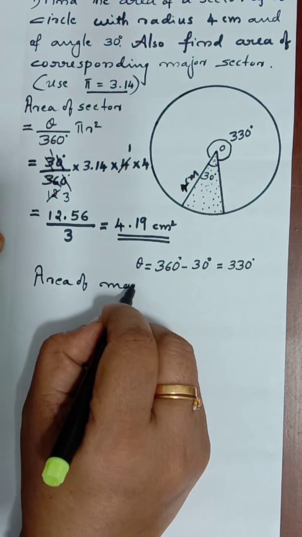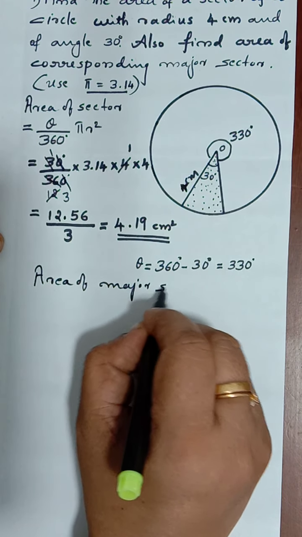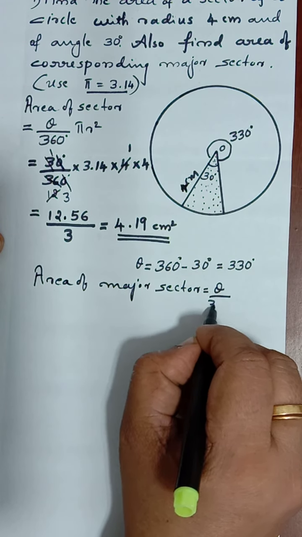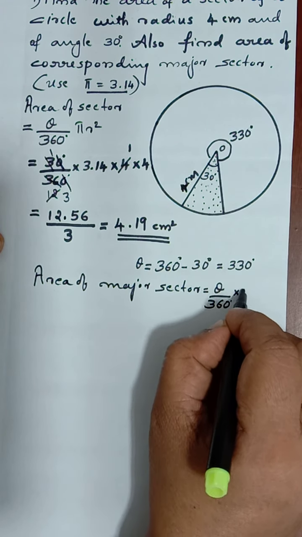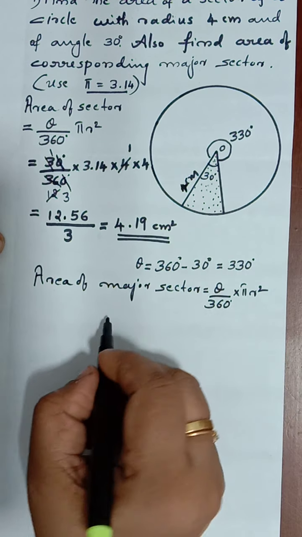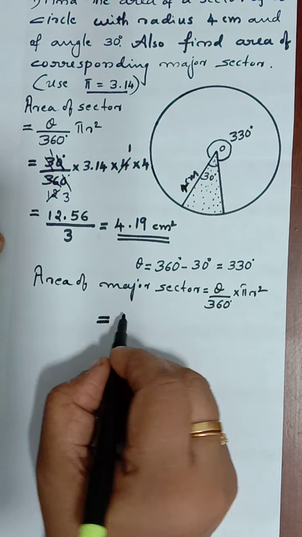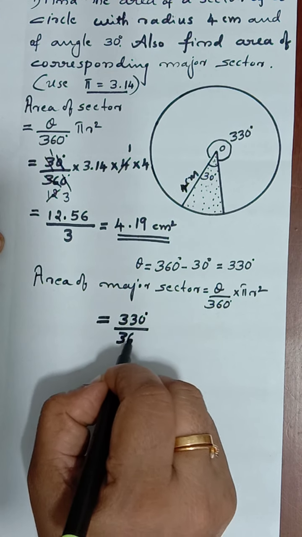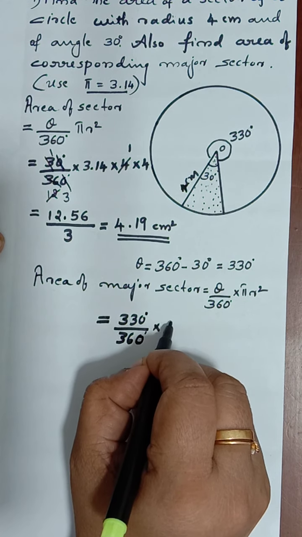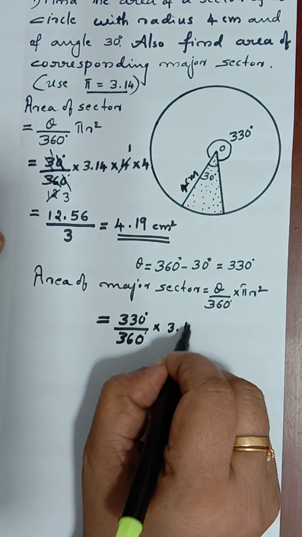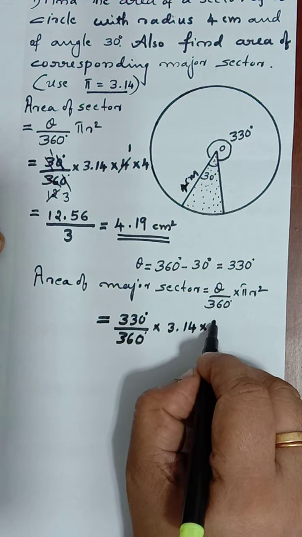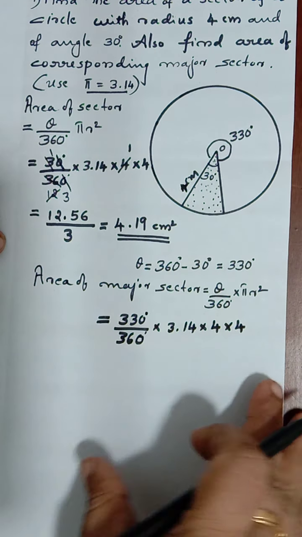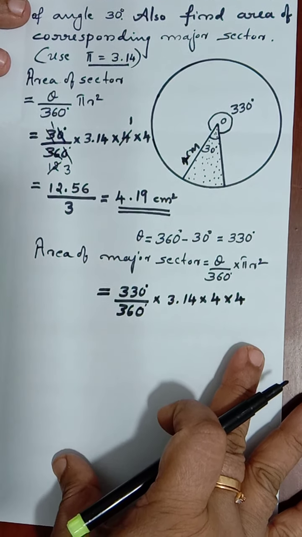of major sector. Area of major sector. Same formula once more I am repeating: theta by 360 into pi r square. So theta already we mentioned, it is 330 degree divided by 360 degree into 3.14, they have given, that's why we are taking. Radius it is the same, r square. Be careful when you substitute, it should be r square.